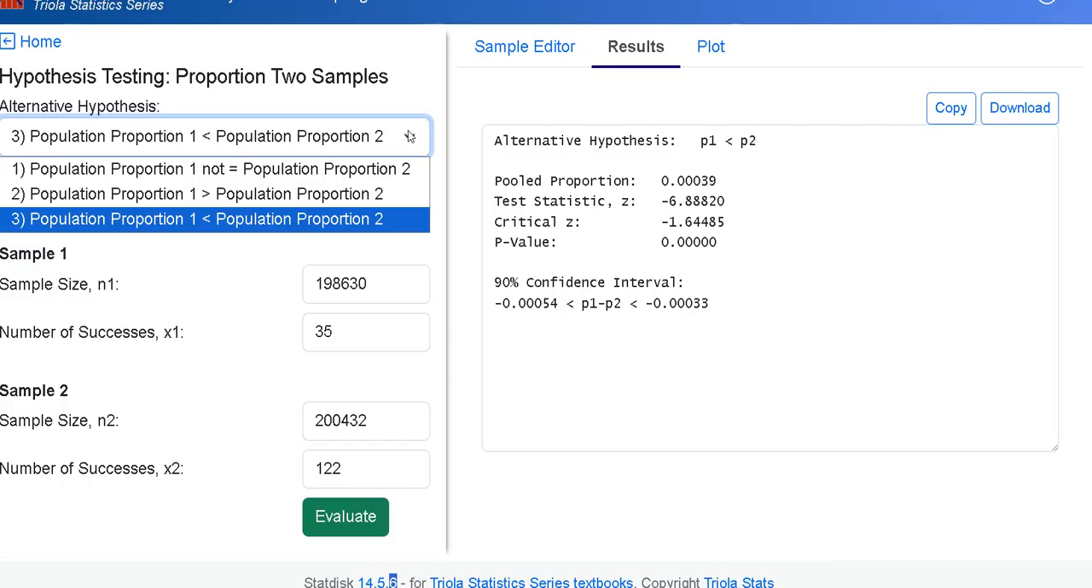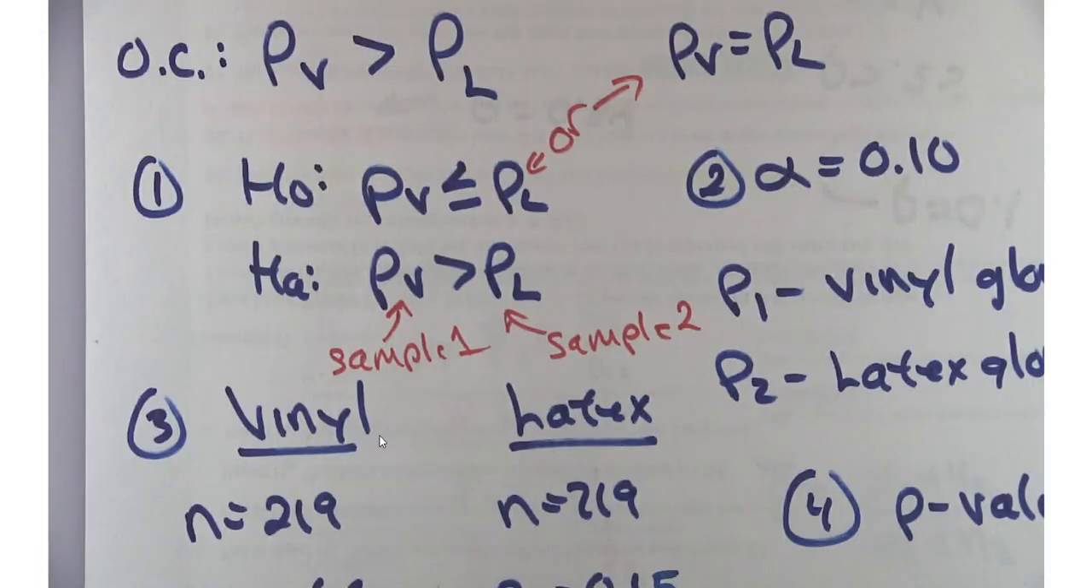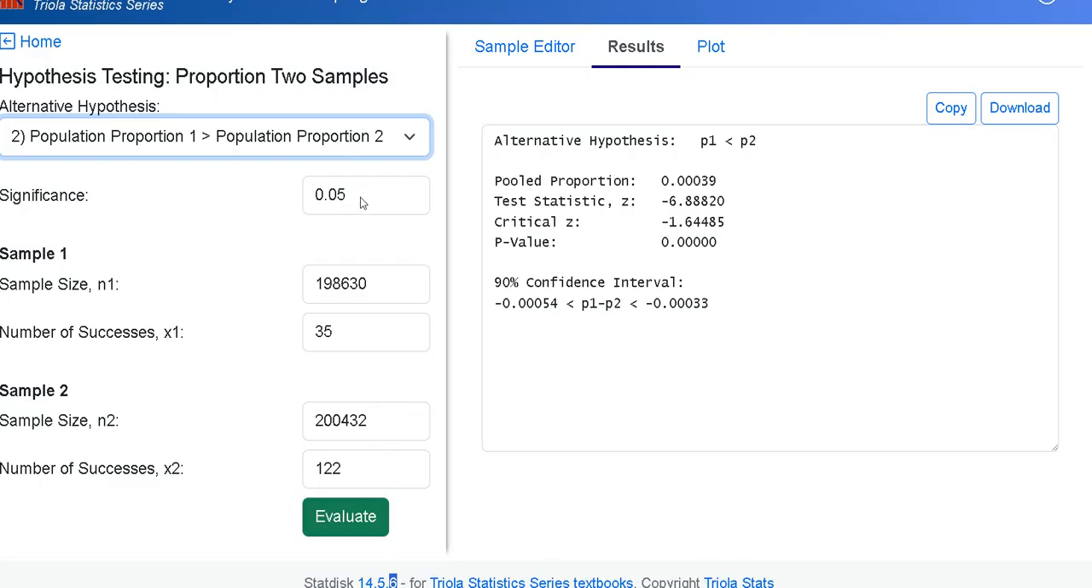2? All right, 2 looks pretty good. So we want a greater than, so that's going to be the second option there. So we're looking good on that one. It gave us a p-value of 0.10. All right, that's not too bad. It's actually kind of on the big side, but we'll go with that. N was 219. And we had 145 latex gloves working. And then 219 again. This time we had 34 that worked.